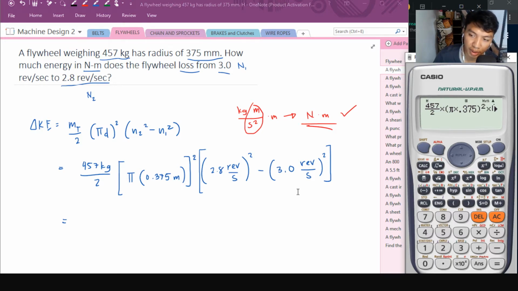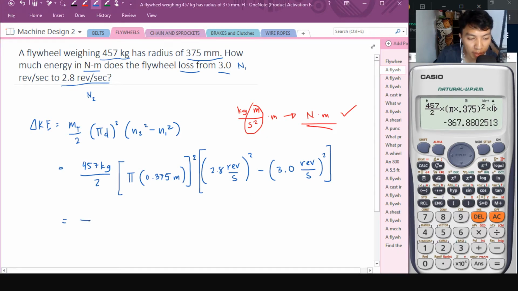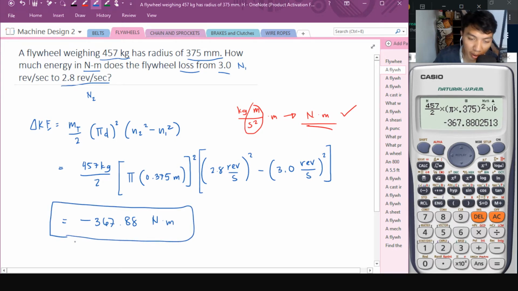Okay, tama naman siya. Equal to negative 367.88 Newton meters. Yun yung ating energy loss. Wala naman tayong palya dito. Okay, pi squared, d squared. Tama.